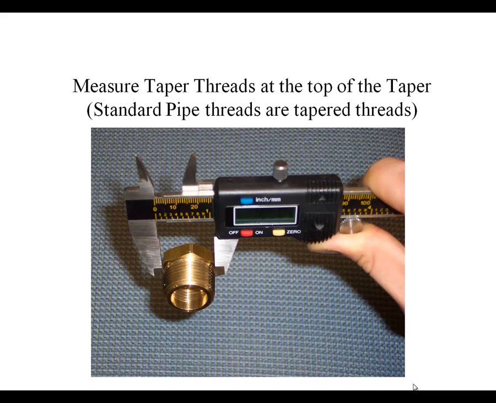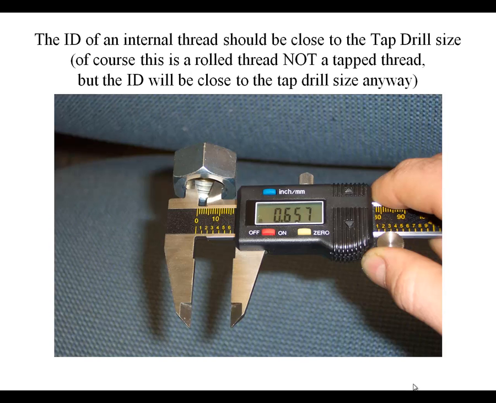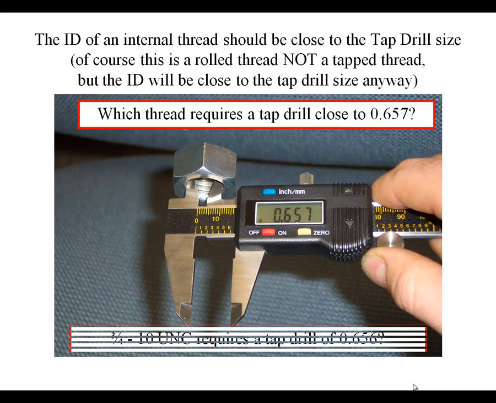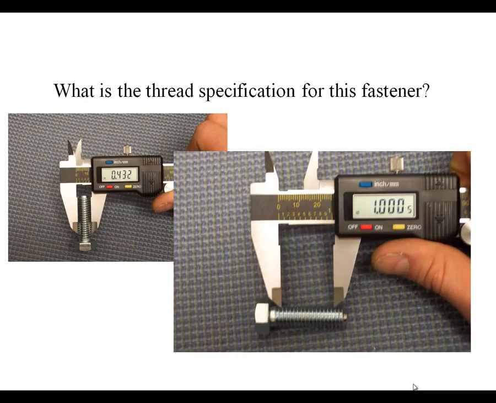This is a pipe thread, and typically, because pipe threads are tapered, when we measure them, we better measure at the top of the thread, which is most closely related to the pipe size. When I'm measuring internal threads, for instance, in this case I'm measuring 0.657, and if you go to the chart, you'll notice that there's a tap drill size that requires a 0.657 tap hole to be drilled before the tap. So in this case, this would be a 3/4 10 UNC because it requires a tap drill of 0.656. So just with that measurement alone, we could figure out that this was a 3/4 10 UNC.